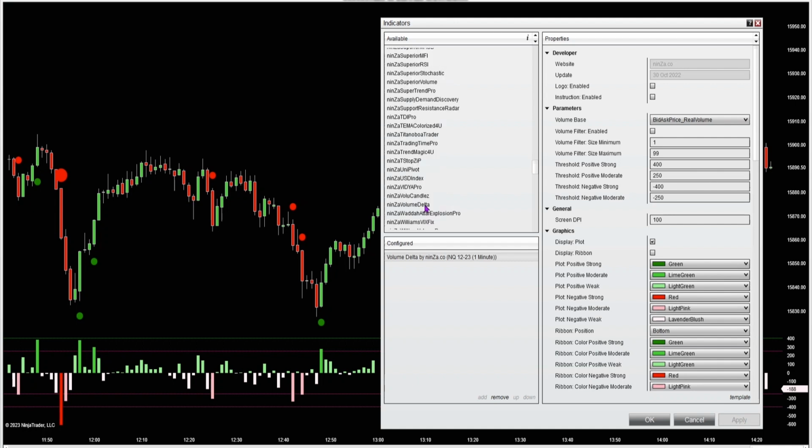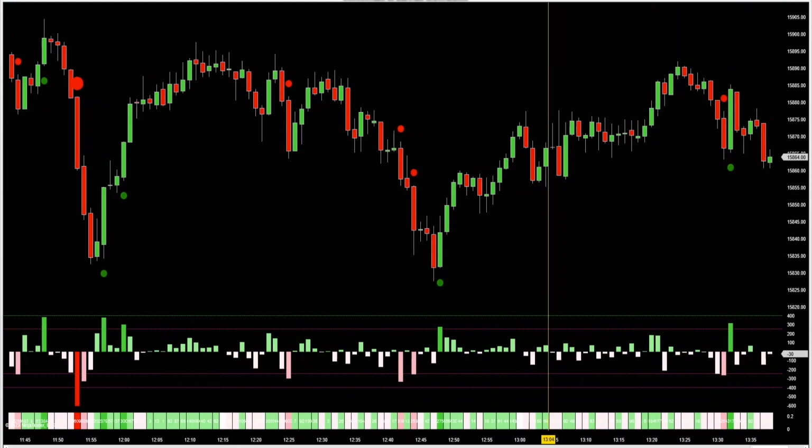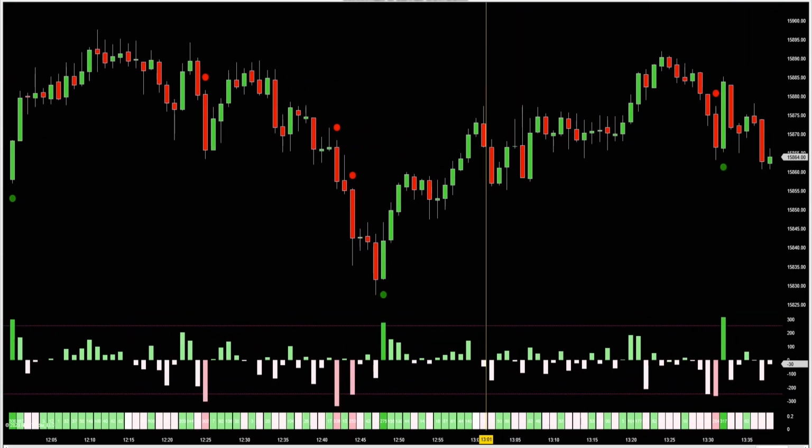So sometimes I'll add several instances of the volume delta. On the second instance, I want a ribbon displayed. Instead of the plot, I uncheck the plot and I've checked the ribbon. So now I've got this ribbon on the bottom that's giving me the actual numbers.